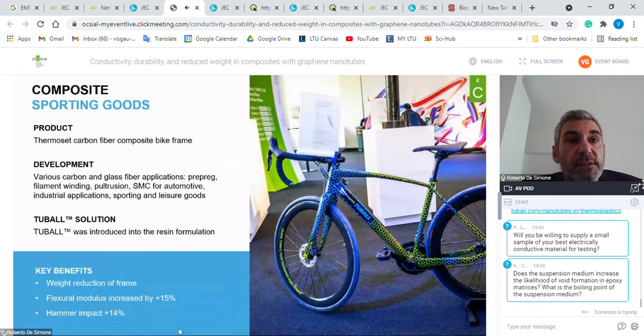The second one is how to use graphene nanotubes for thermoset carbon fiber composite bike frames and bike wheels.